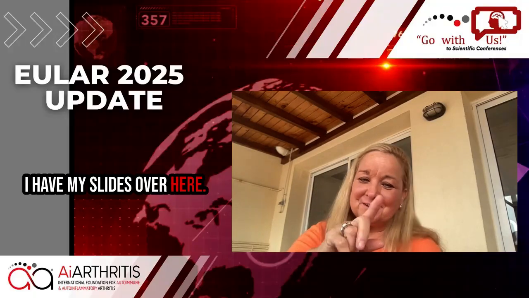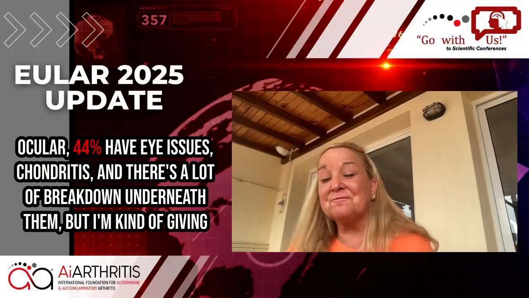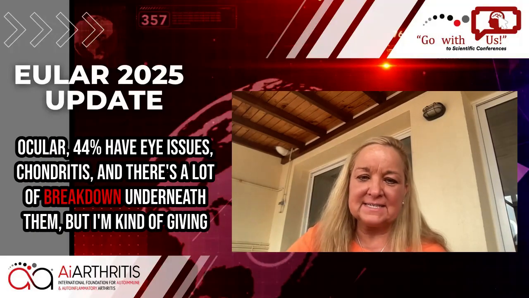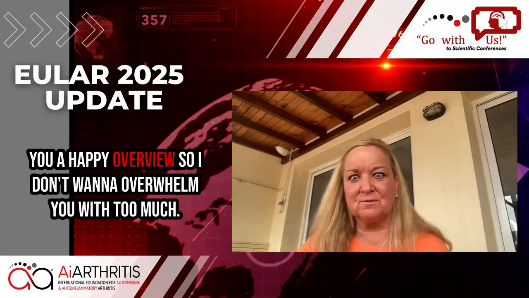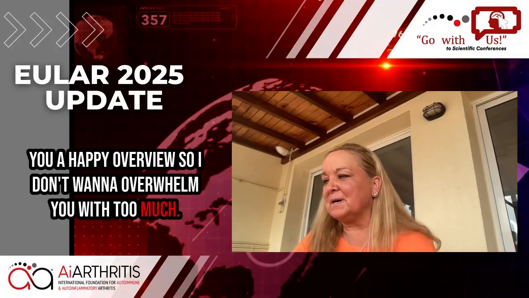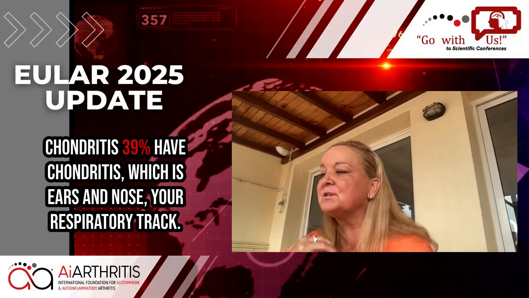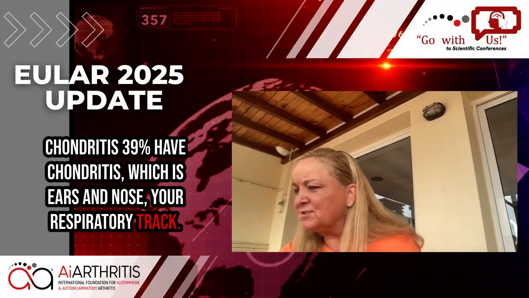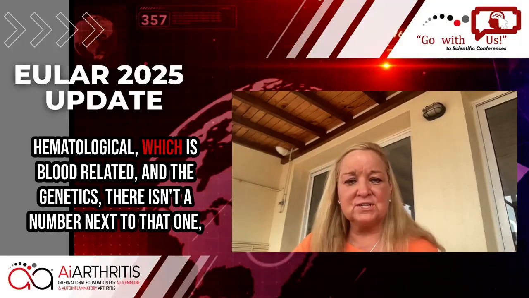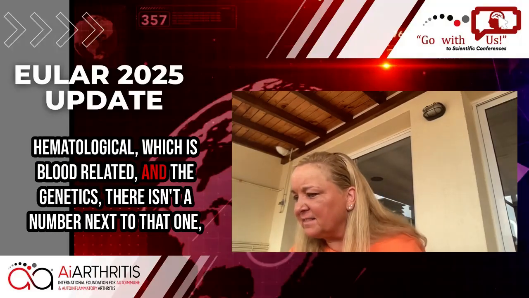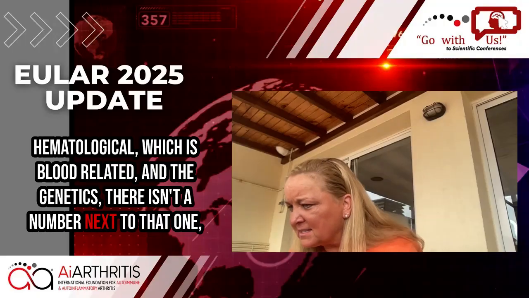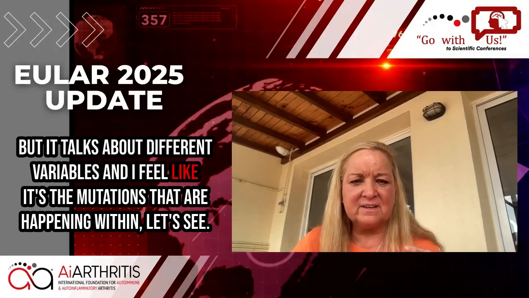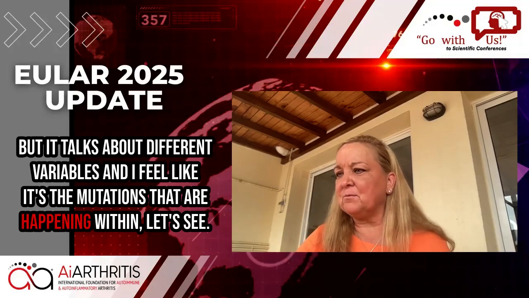I have my slides over here. Sorry about that. Ocular, 44% have eye issues. Chondritis, and there's a lot of breakdown underneath them, but I'm giving you a happy overview, so I don't want to overwhelm you with too much. 39% have chondritis, which is ears and nose, your respiratory tract. Hematological, which is blood related, and the genetics. There isn't a number next to that one, but it talks about different variables, and I feel like it's the mutations that are happening within.